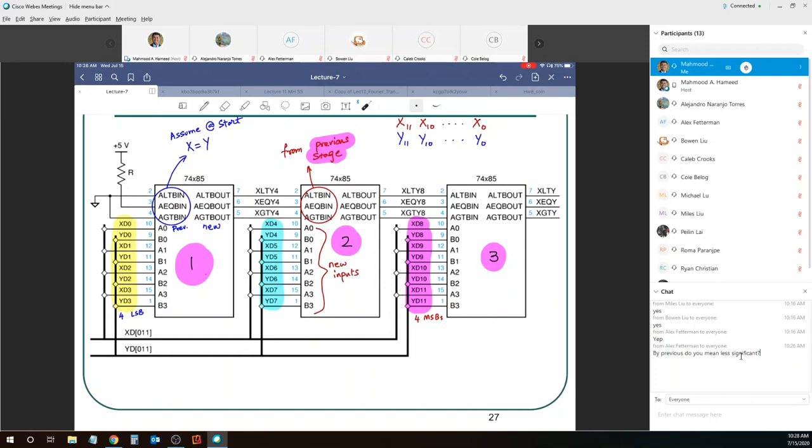So the inputs to stage 3 are coming from stage 2. So the question is, will the comparison of the new inputs override the previous stage or not? That's exactly what happens. So when you compare the new guys, let's say X4 all the way to X7 and Y4 all the way to Y7, based on how they compare, the new outputs will override the previous one.